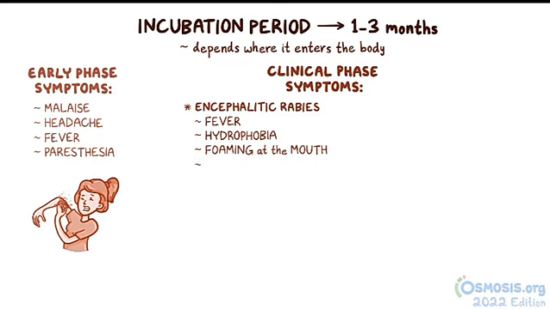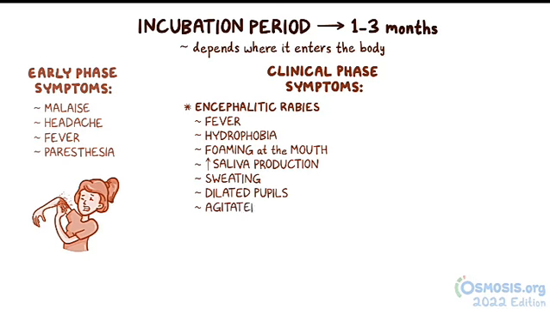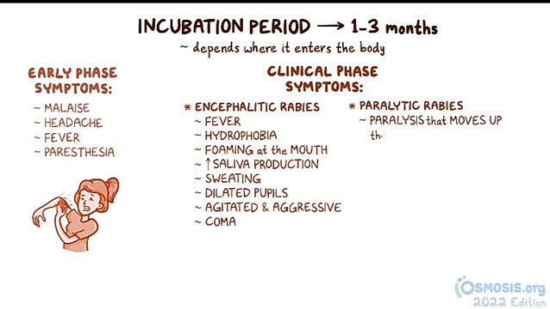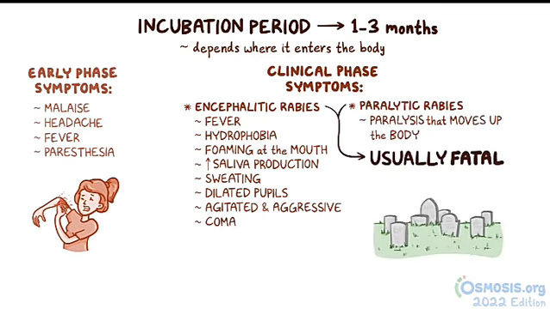Other symptoms include excessive saliva production, sweating, and dilated pupils from an overactive autonomic nervous system. The person can become agitated and aggressive, and eventually they go into a coma. Paralytic rabies, which is far less common, involves paralysis that moves up the body. In both types, the virus is usually fatal, and death is caused by respiratory failure from either spasms or paralysis.